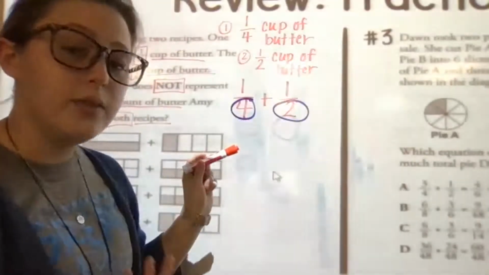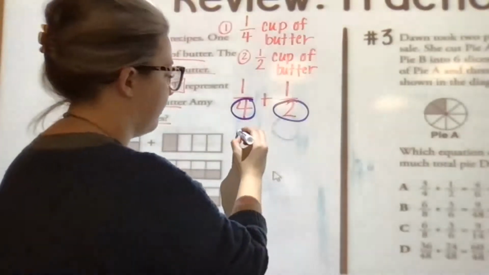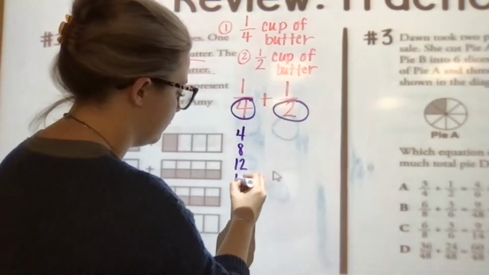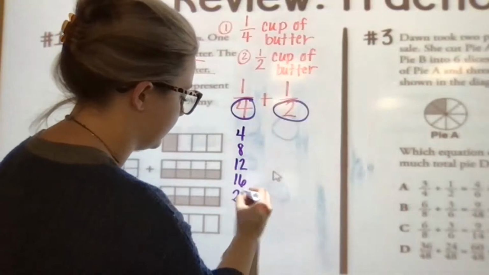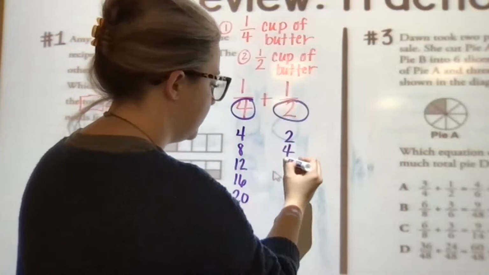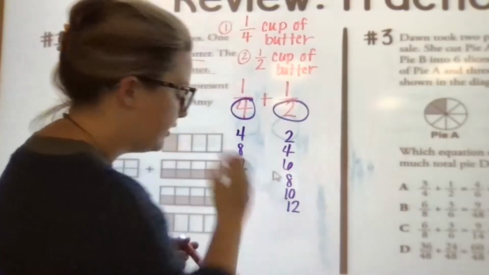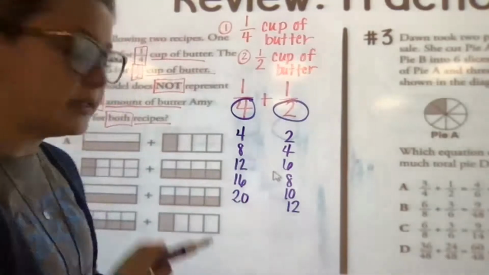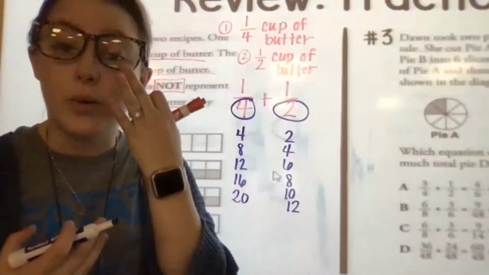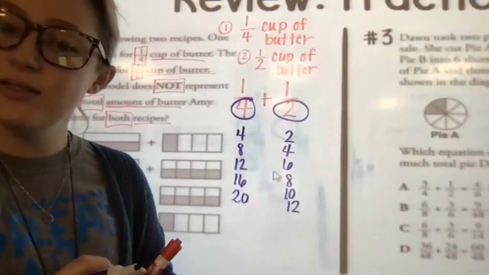We need to write out the multiples. So let's go ahead and do that. So let's start with 4. We have 4, 8, 12, 16, and 20. Then for 2, we have 2, 4, 6, 8, 10, and 12. Now we want to look for the least common denominator. We want to look for the smallest number that both of these numbers can go into. So let's take a look and see which one it is.